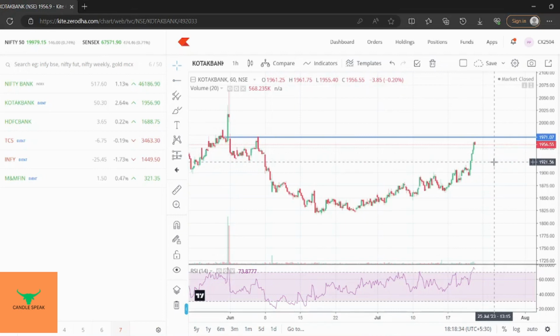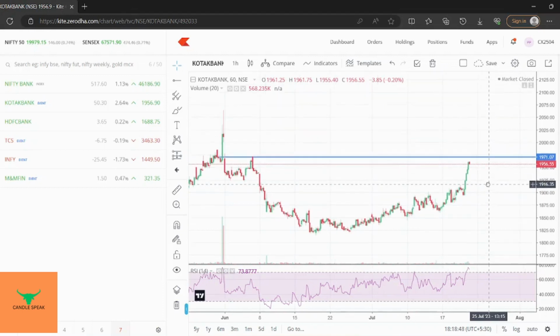As with earnings, like HDFC Bank, we discussed before the result that it was showing buying, and after the result it was showing selling. The same happened with IndusInd Bank. Before the result it was showing buying, and after the result it started showing selling. So this can happen here.